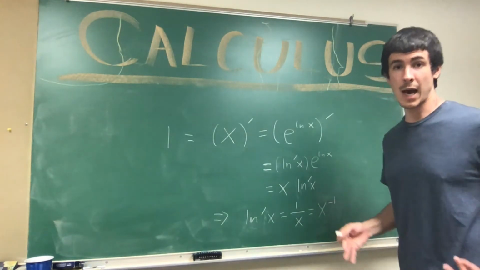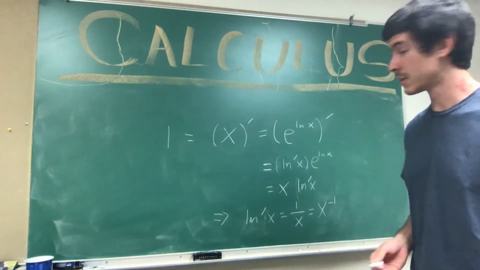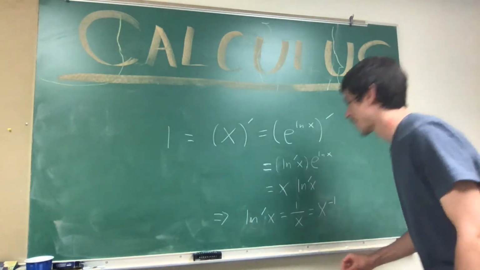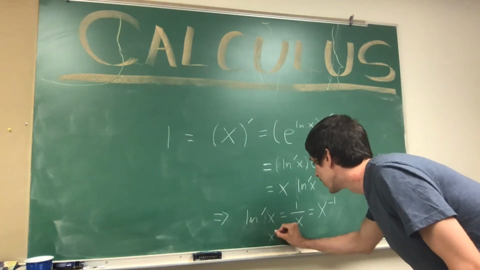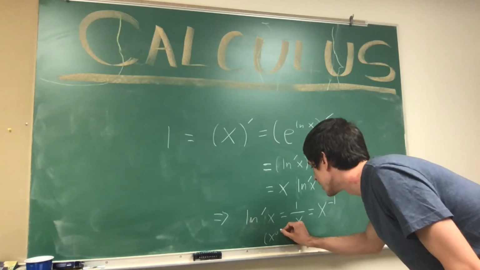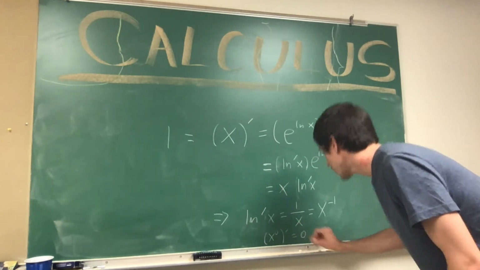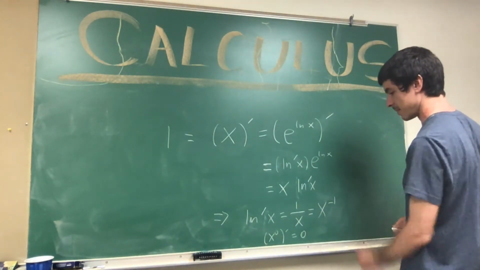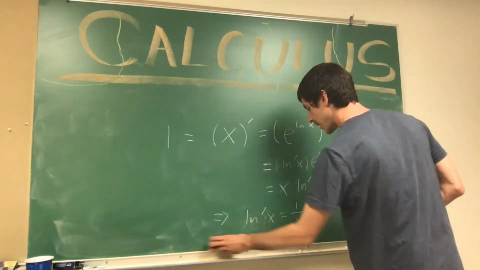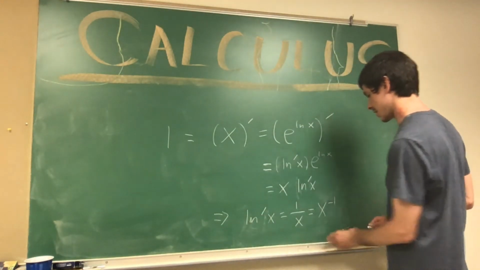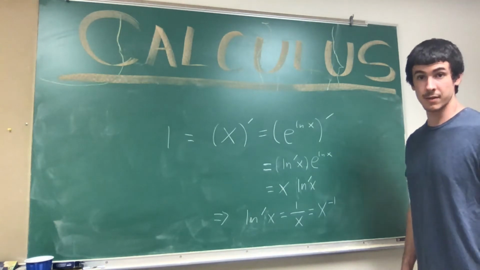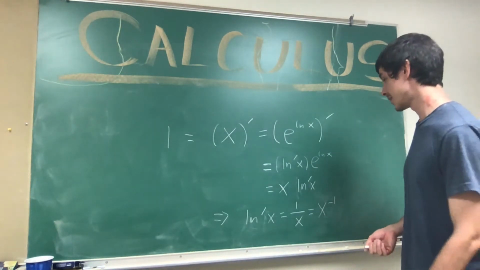And so this is sort of a gap in the power rule, because the derivative of x to the 0 is just 0, which has nothing to do with x to the minus 1. But the derivative of ln of x is x to the minus 1, which I think is pretty interesting.